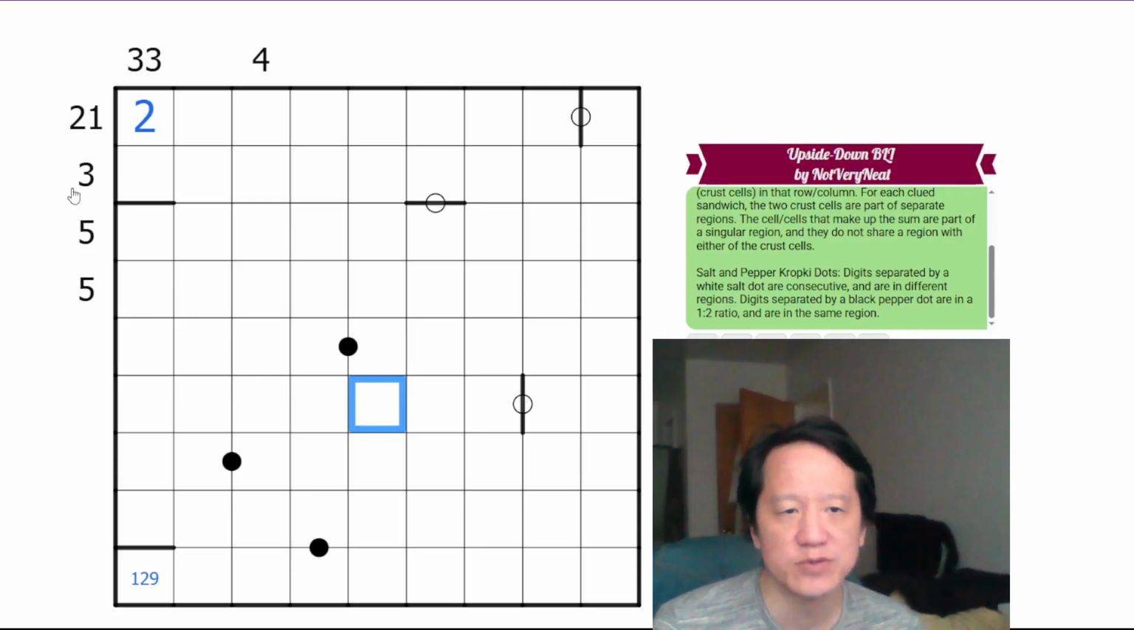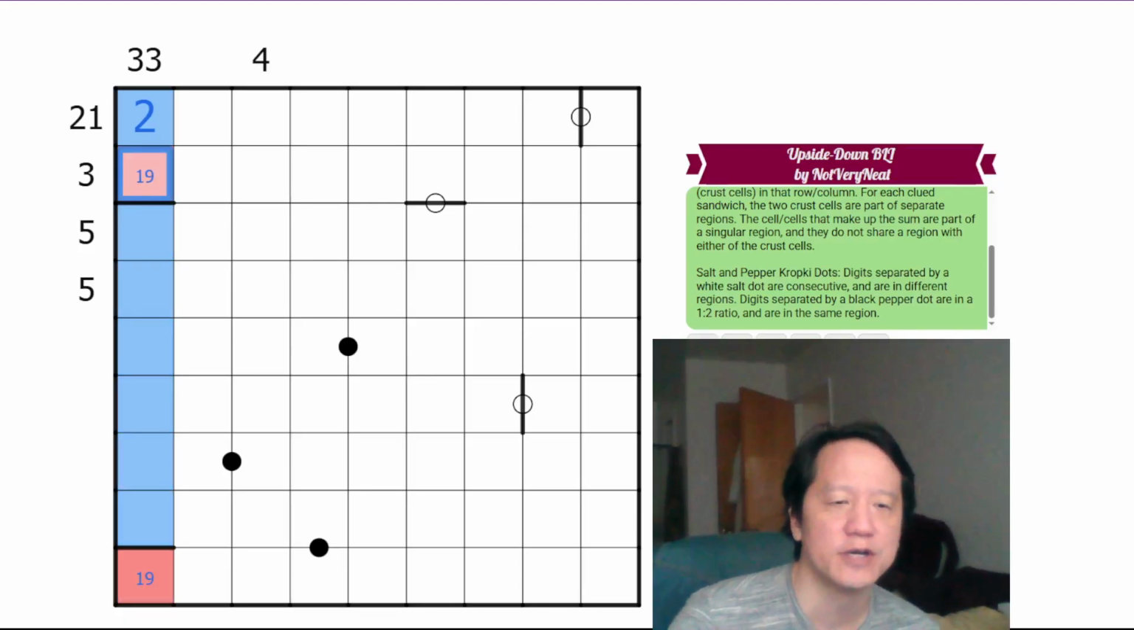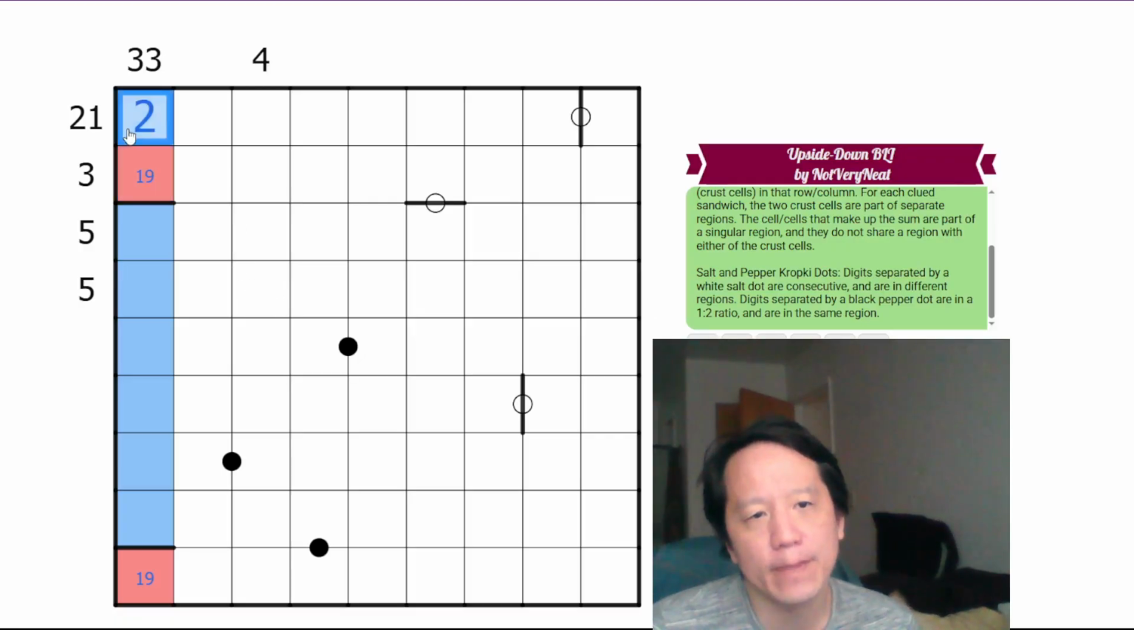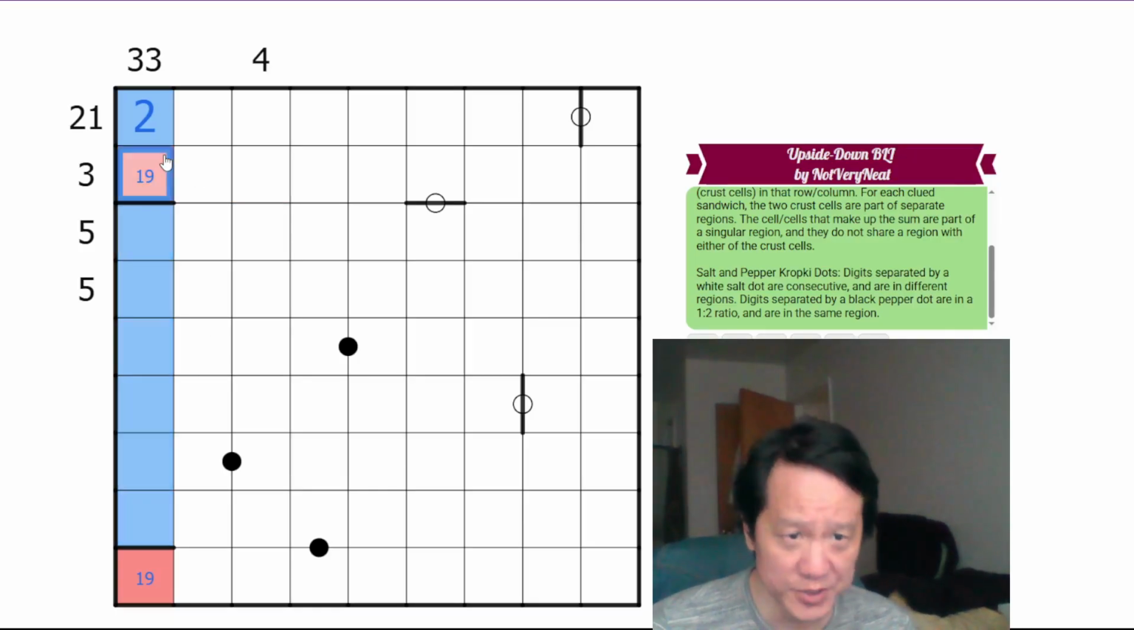I guess we can mark them as non-crust and crust. So this is definitely crust. This is crust. This is non-crust. So this must go out that way. So this is 1 or 9. This is 1 or 9. So this has to have a 2 there. This is 6 as a region. This is 1 or 9.